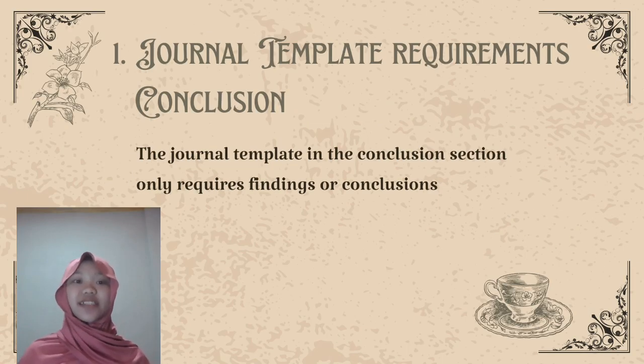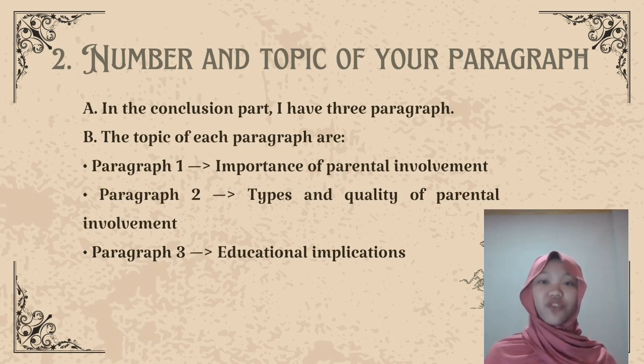Okay, now we reach the conclusion part. 1. Journal template requirement for conclusion. The journal template in the conclusion section only requires the findings or the conclusion. 2. Number and topic of your paragraph. A. In the conclusion part, I have 3 paragraphs. B. The topic of each paragraph: for paragraph 1, the topic is importance of parental involvement. In paragraph 2, the topic is types and quality of parental involvement. And in paragraph 3, the topic is educational implication.